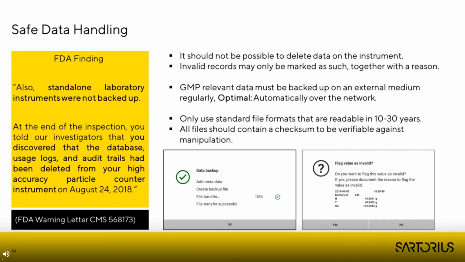We also recommend that the file formats chosen for archiving the data are still readable in 30 years and therefore are not vendor specific. An accepted file format in the pharmaceutical industry is the PDF format. Additional security can be provided by generating a checksum of the PDF file. The checksum can be used later to verify that the PDF has not been manipulated and is still the original one.